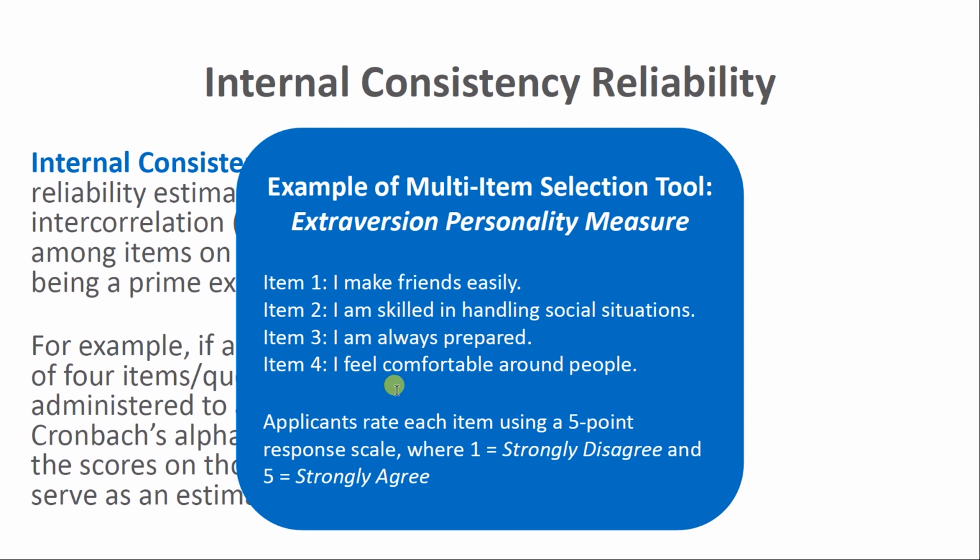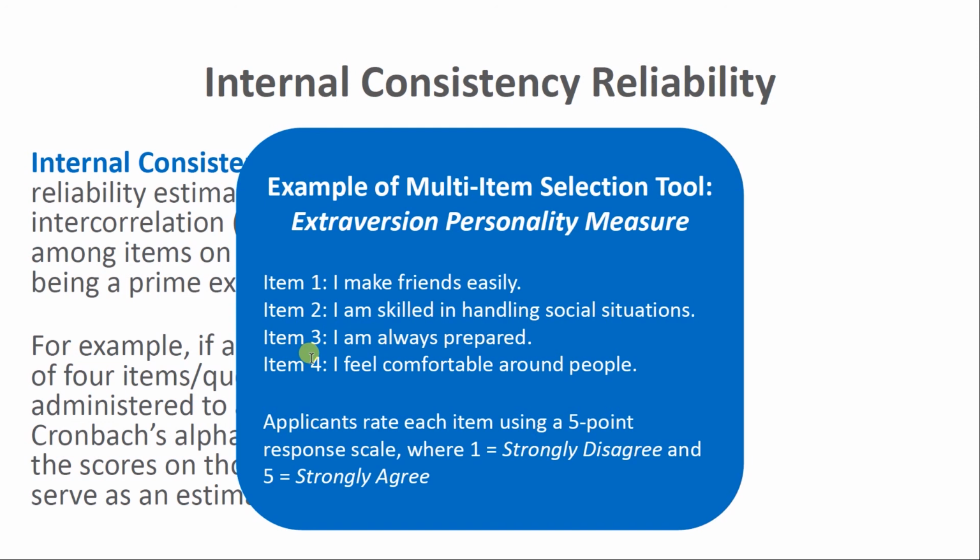And these items are 1, make friends easily. 2, I am skilled in handling social situations. Item 3, I am always prepared. And item 4, I feel comfortable around people. Now, these are all 4 real items taken from Goldberg et al. 2006 and from the IPIP inventory online.